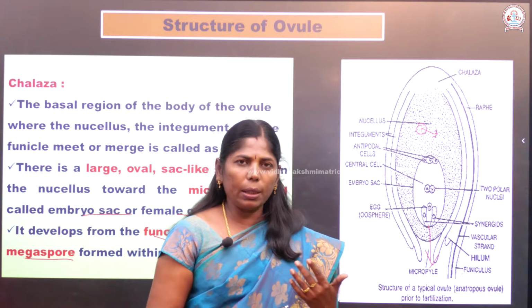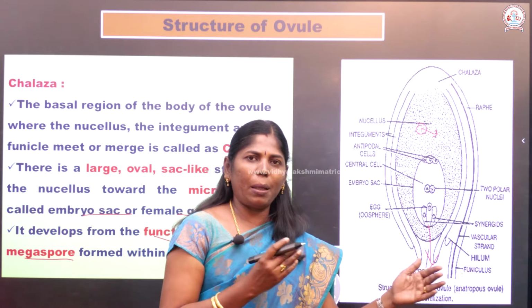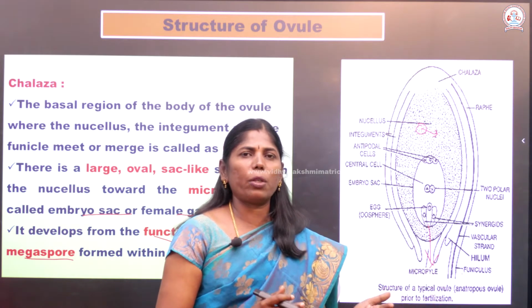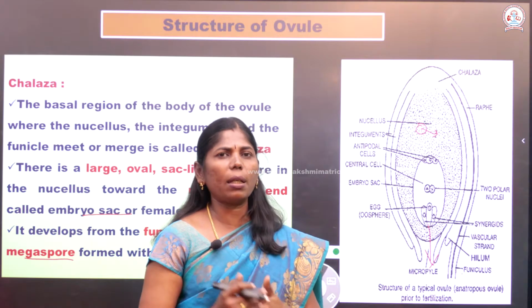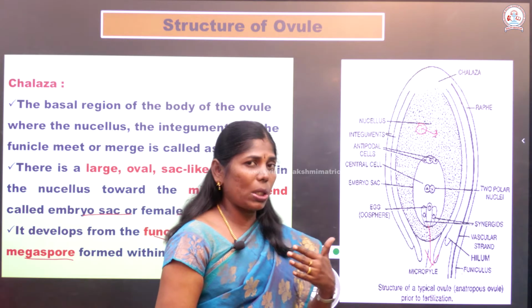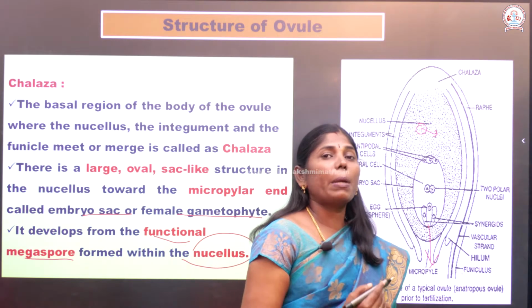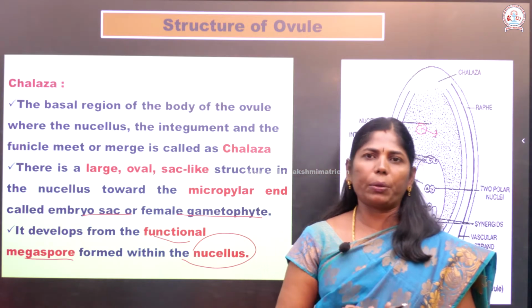The archesporial cells undergo division to form a primary parietal layer, the parietal cells, and another one, the primary sporogenous cells. From the primary sporogenous cells, the megaspore mother cell is formed.